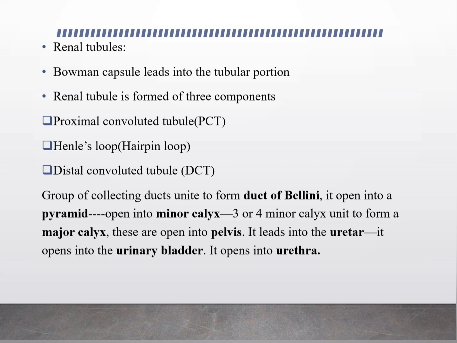A group of collecting ducts unite to form a duct of Bellini. It opens into a pyramid. Then the pyramid opens into a minor calyx. Then three to four minor calyces unite to form a major calyx. These open into the pelvis. It leads into the ureter. Then it opens into the urinary bladder, and finally the urinary bladder opens into the urethra.